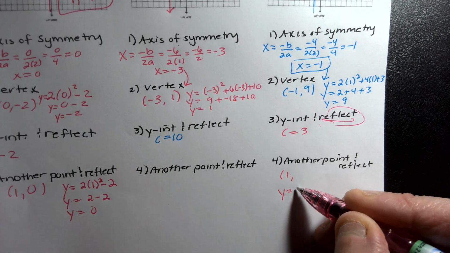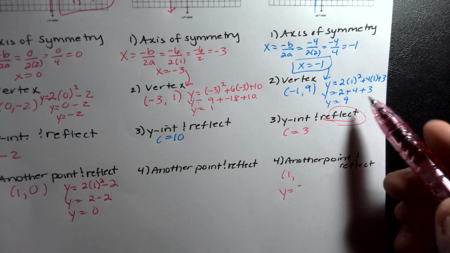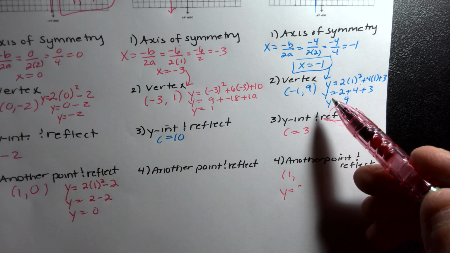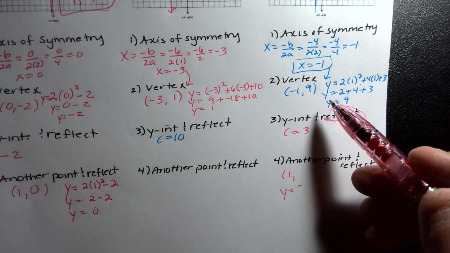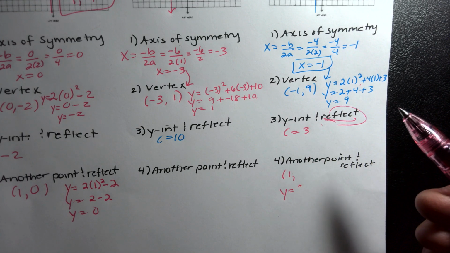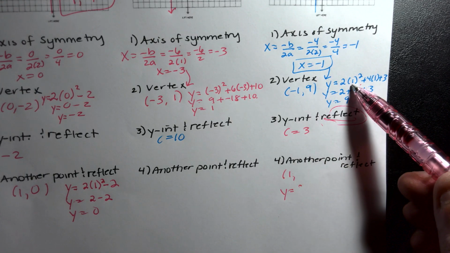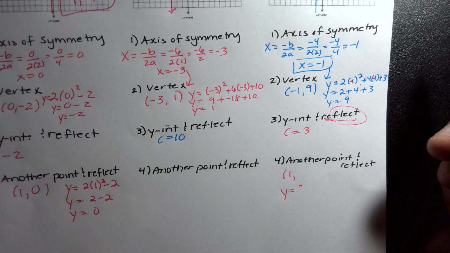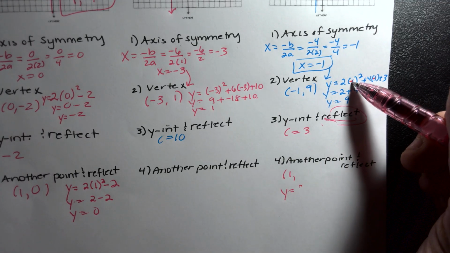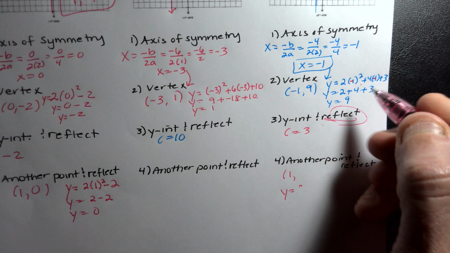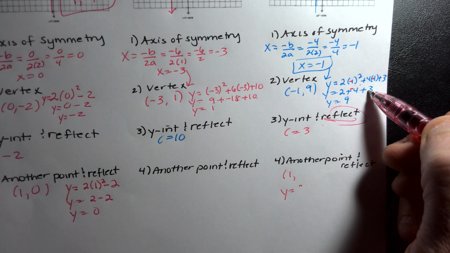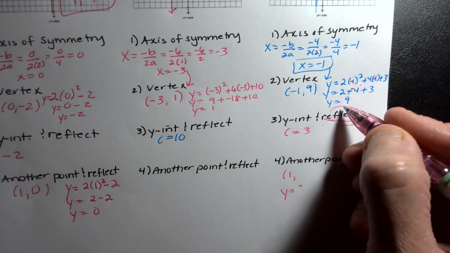Y equals 2. Oh, bummer. Really a bummer. Darn it. Did you guys see my mistake? I didn't put a negative in there. Sugar. All right, so negative 1 squared is 1 times 2 is 2. That works, but this is a negative 4. Negative 2 plus 3 is 1.